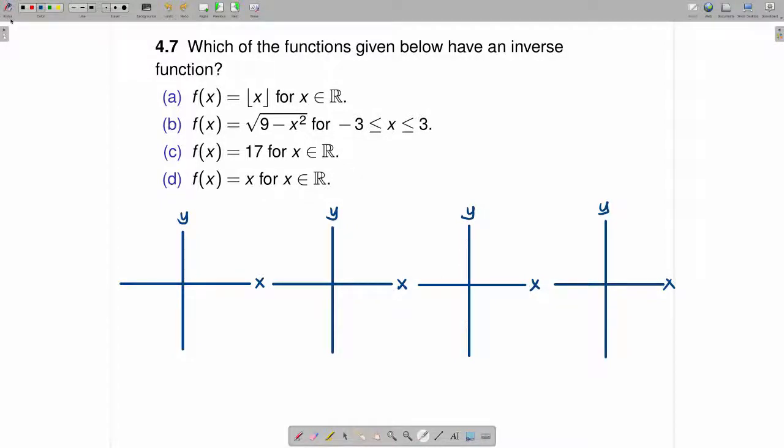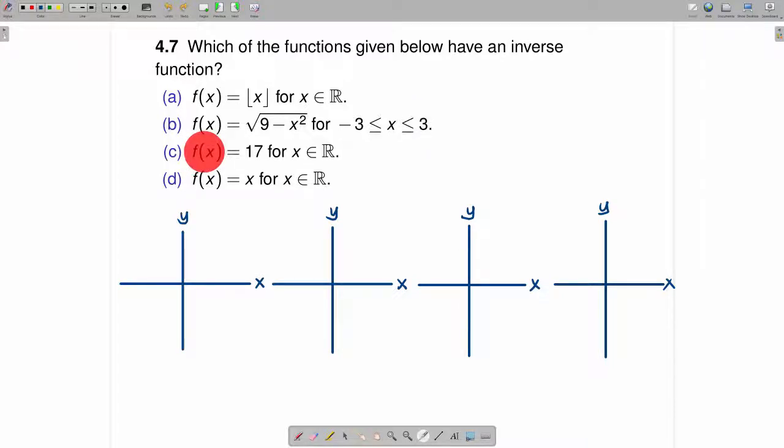Which of the functions given below have an inverse function? There are 4 different functions given. The first is f of x is equal to the floor of x. Second is f of x is the square root of 9 minus x squared. That's got a restricted domain from -3 to +3.